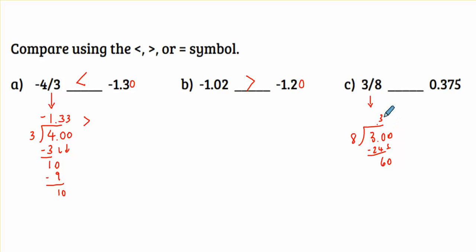8 goes into 60 7 times. 7 times 8 is 56. I subtract and I get a 4. Bring down a 0. 8 goes into 40 5 times exactly. So I'm comparing 375 thousandths to 375 thousandths. Those, my friends, are equal.